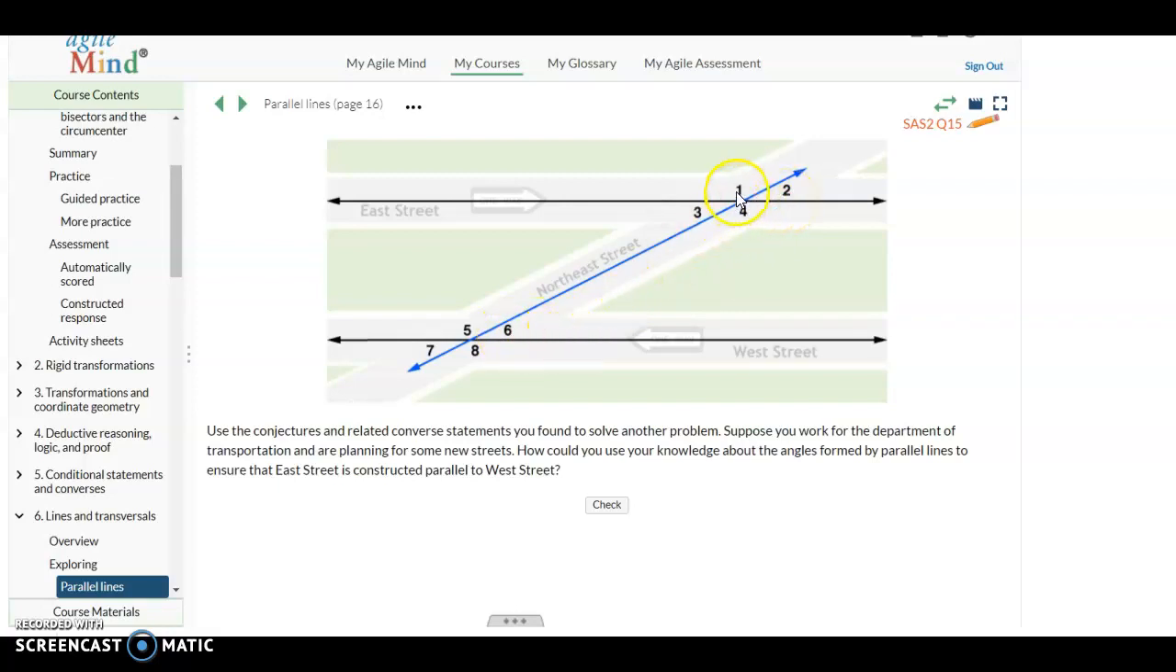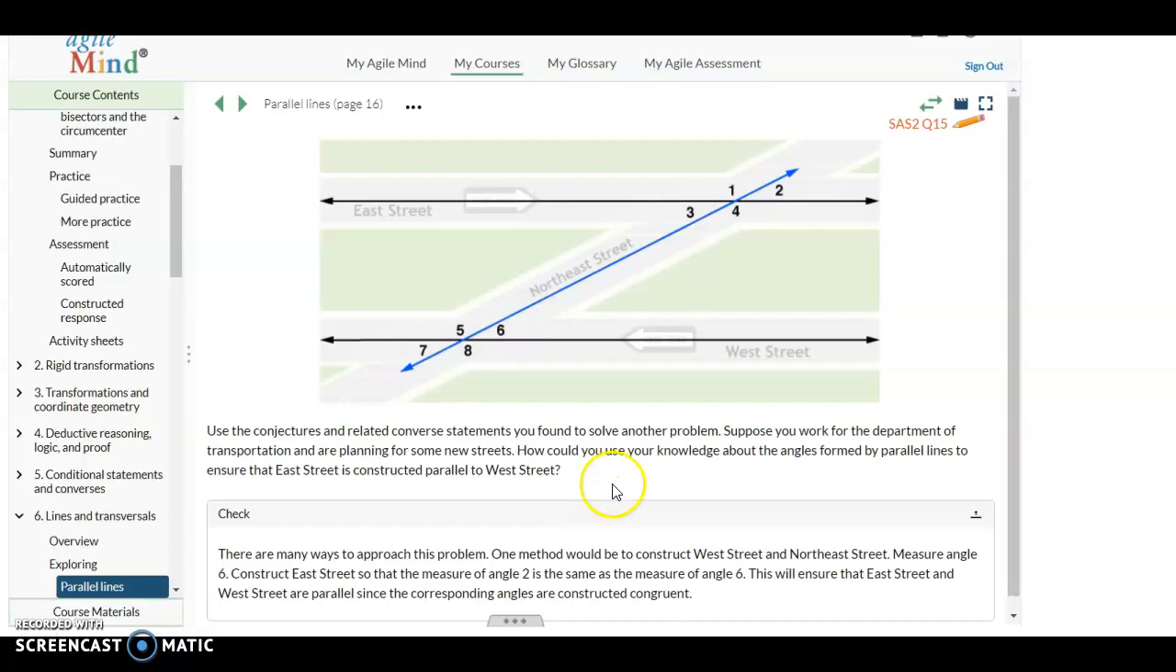I could have used angles 1 and 5 as my corresponding, or 3 and 7, or 4 and 8. And I could have used alternate interior angles. I could have used angle 6 and 3 being congruent. So there's lots of different ways to go about this. You just want to have one of those special relationships in order to form parallel lines.